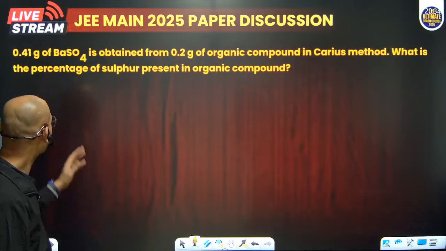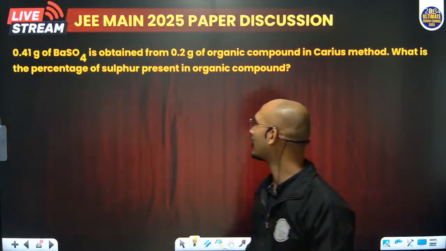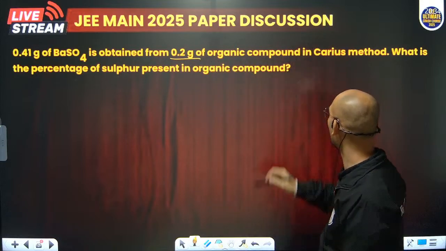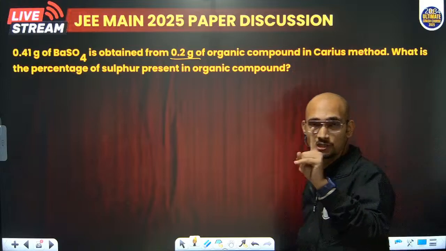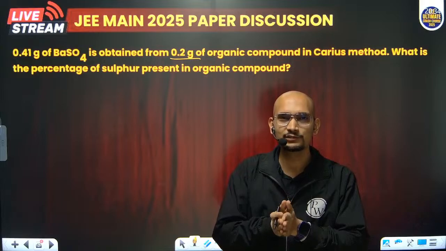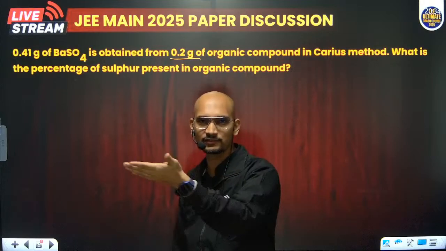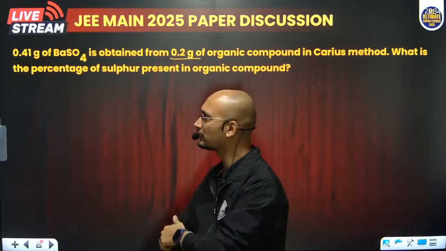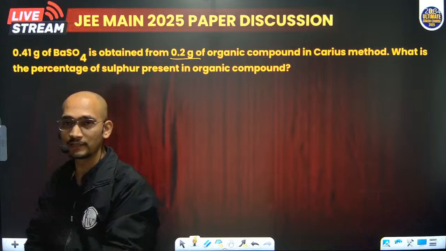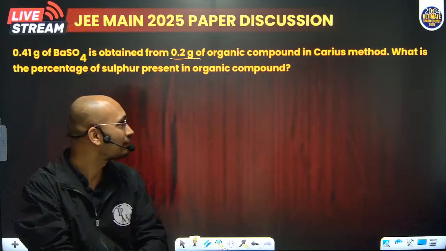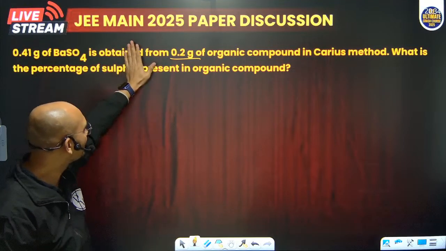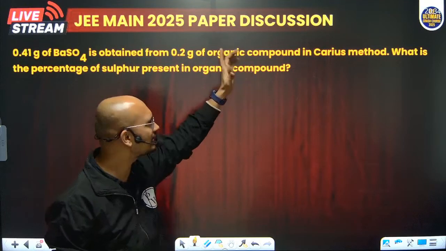So very easy, right? Next question: 0.41 grams of barium sulfate is obtained from 0.2 gram of organic compound in Carius method. See, बच्चा लोग, again and again I'm telling that here the basics will be very important. It has come from the quantitative analysis. Quantitative analysis and qualitative analysis are both very important to keep in mind. The important points that we are studying are given in the basics. Here it has come from quantitative analysis, and that too a very easy question.